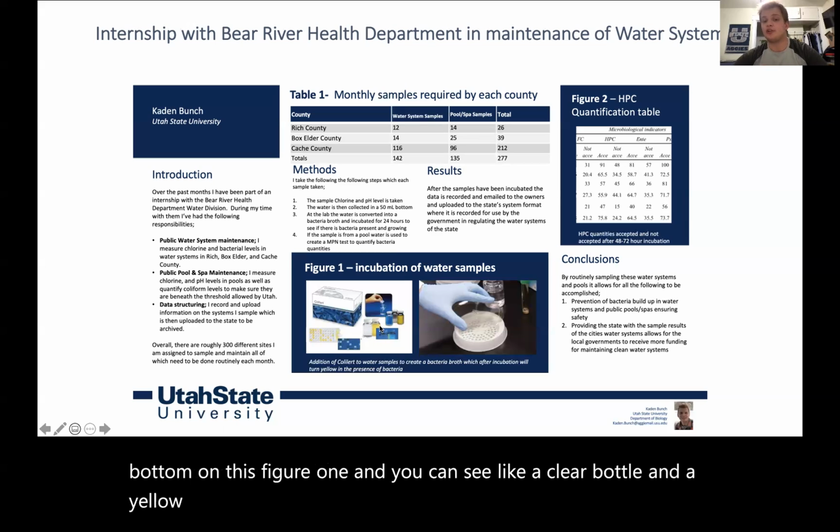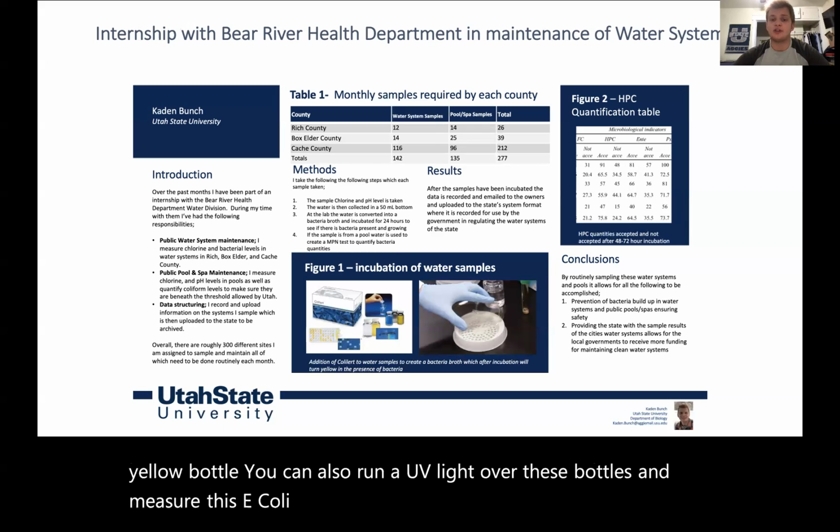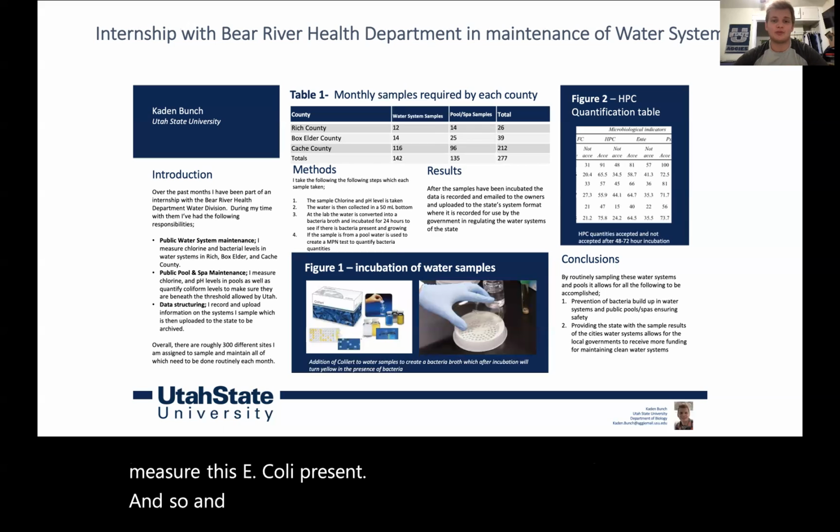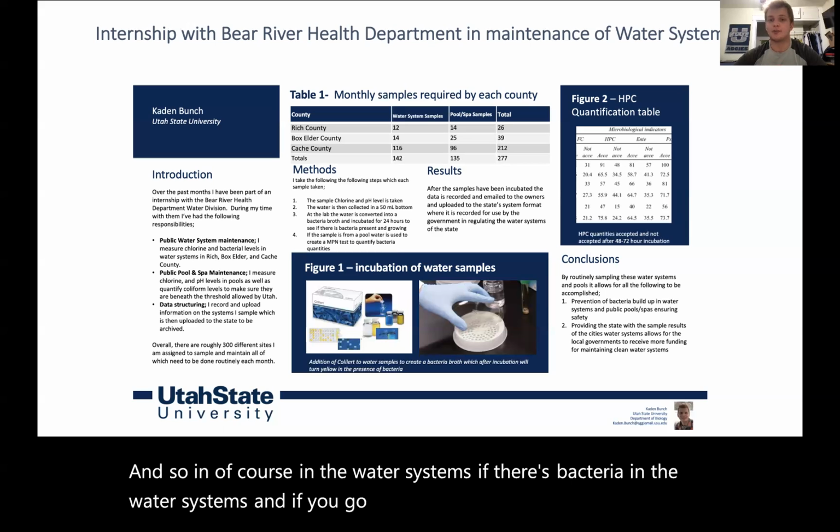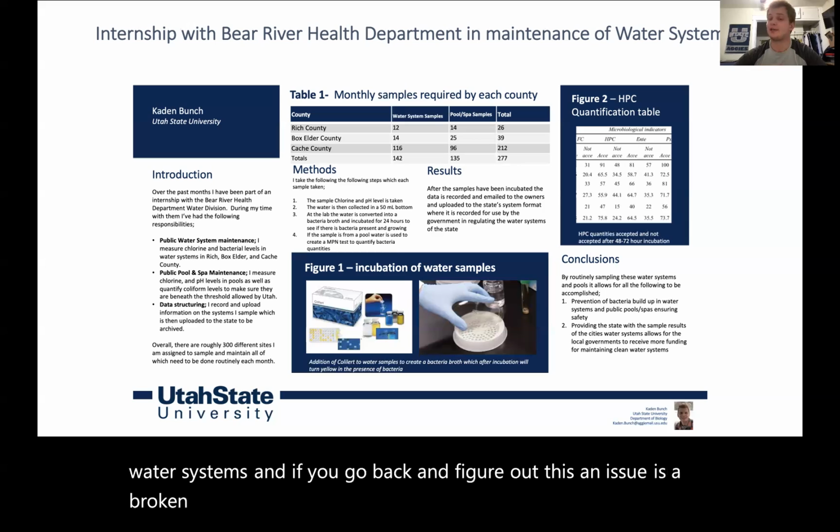You can also run a UV light over these bottles and measure if there's E. coli present. Of course, if there's bacteria in the water systems, they go back and figure out if there's an issue, like a broken pipe, or how the bacteria is getting in there.